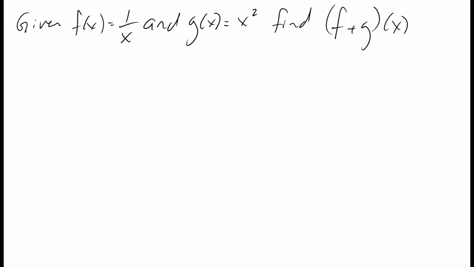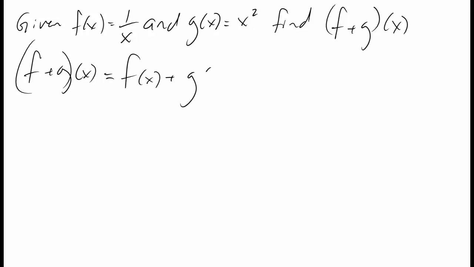So we've been given that f of x is 1 over x and g of x is equal to x squared. So we're asked to find f plus g of x. So for that, f plus g of x, this is really nothing more than f of x plus g of x.